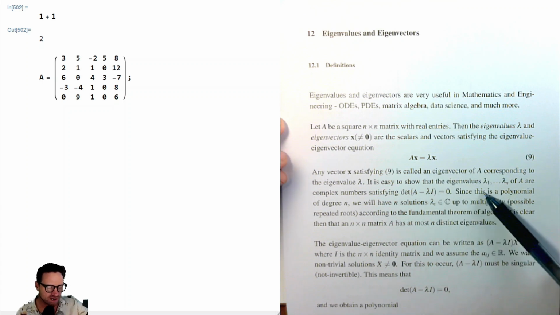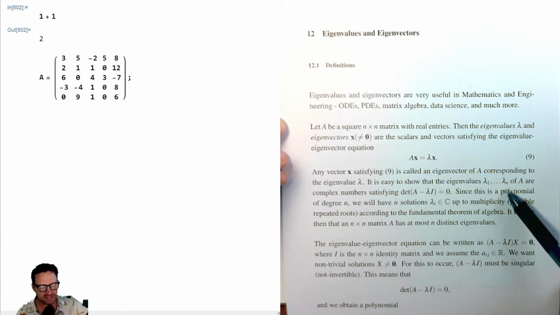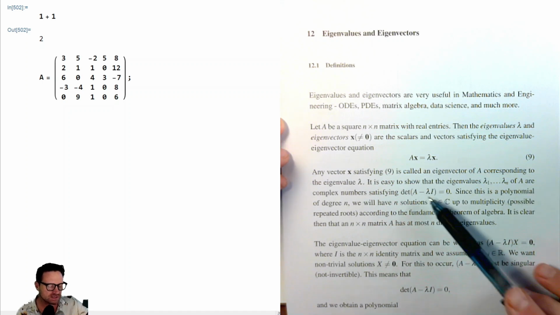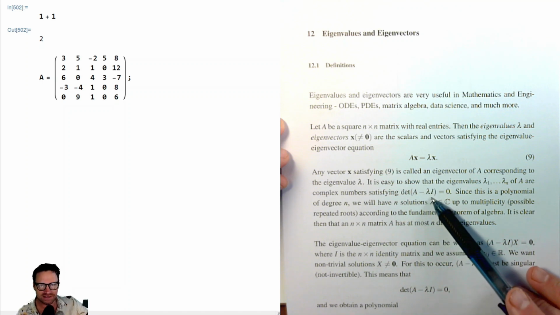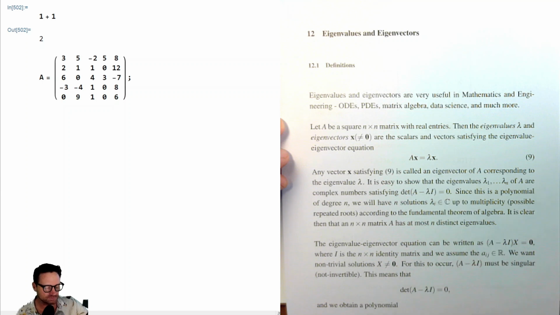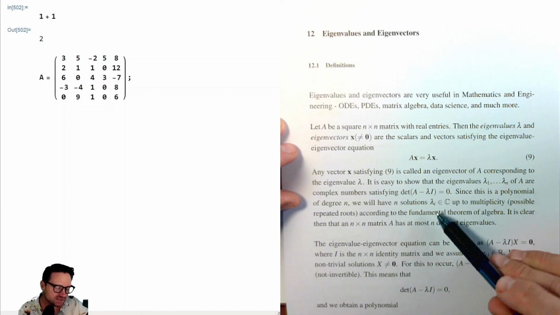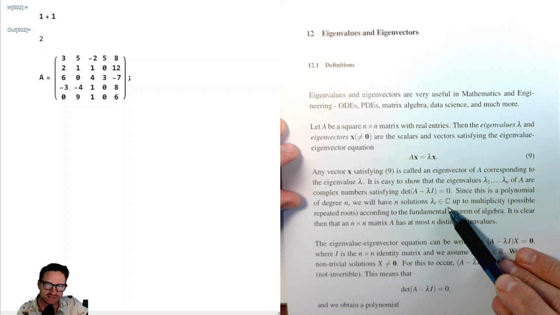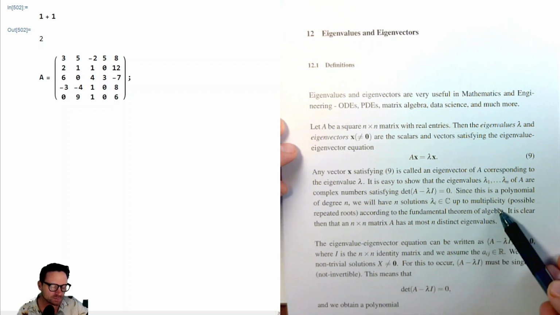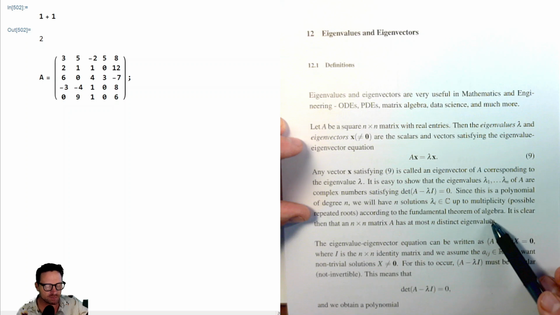It's easy to show that the eigenvalues lambda 1, lambda 2 up to lambda n of A are complex numbers satisfying the determinant of A minus lambda I, where I is the identity matrix, equals 0. Since this is a polynomial of degree n, we'll have n solutions, lambda 1 through lambda n, in the set of complex numbers up to multiplicity, meaning that we might have repeated roots. And this follows from the fundamental theorem of algebra.